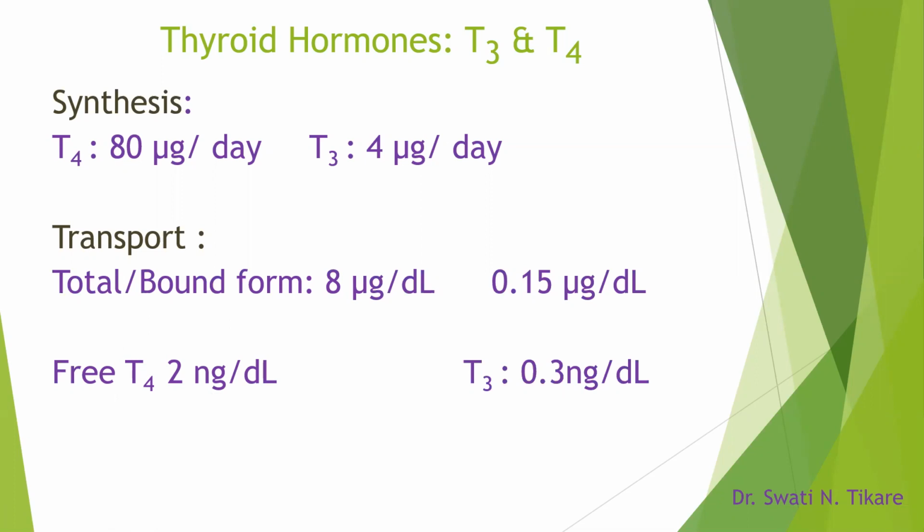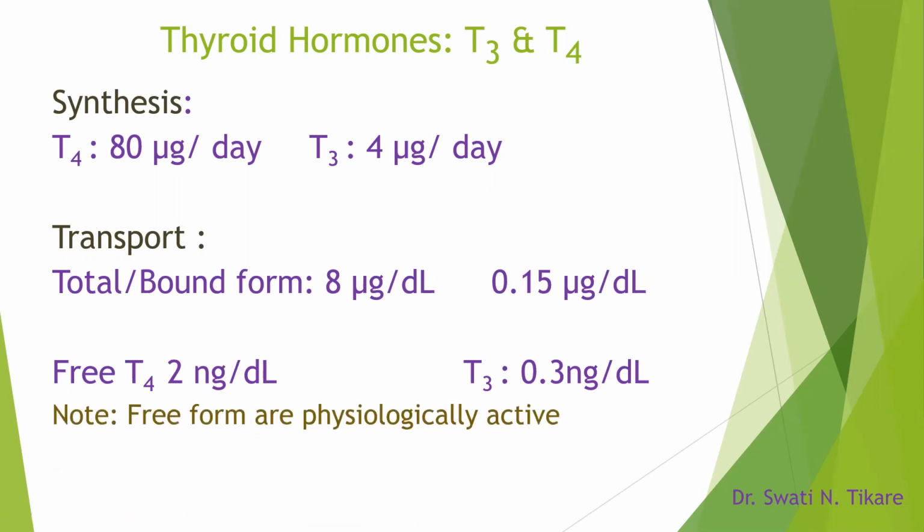99.9% of all thyroid hormone is in the bound form. Very little is in the free form. Okay, so the free T4 is 2 nanogram per deciliter, whereas T3 0.3 nanogram per deciliter is in the free form. So as I was repeating, free forms are physiologically active. They can have their actions, and these are the ones.